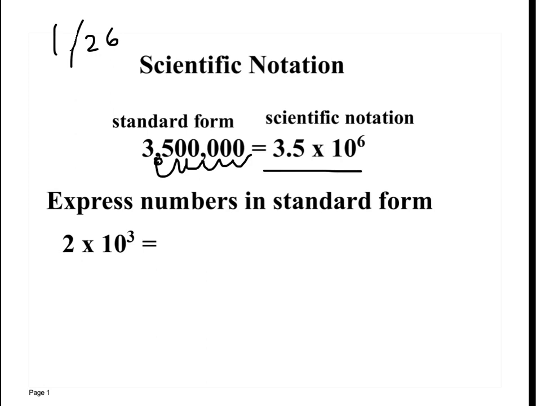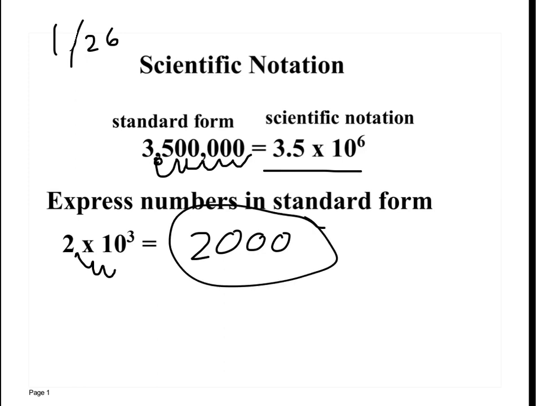Your homework will ask you to express numbers in standard form. So they give you something like this, 2 times 10 to the 3rd power. I always write the first number, and then I add decimal places. We start here at 2, and I'm going to add 3 decimal places. So how many zeros am I going to add? 3. If you're adding decimal places and there's not a number already there, then you're going to add a 0.